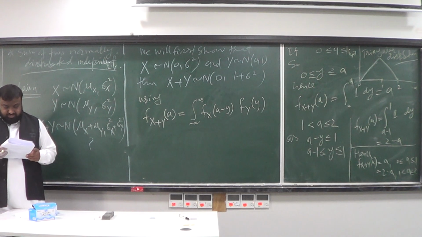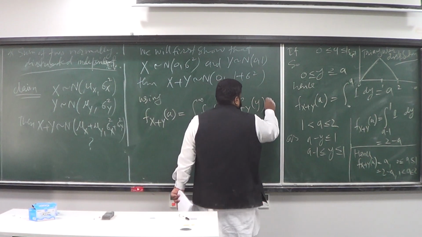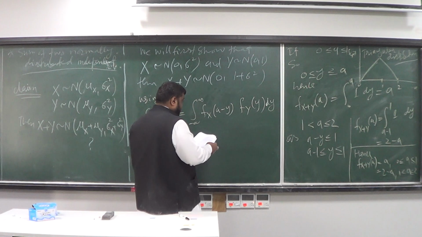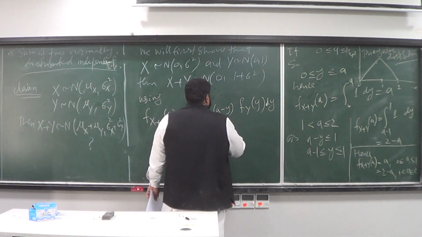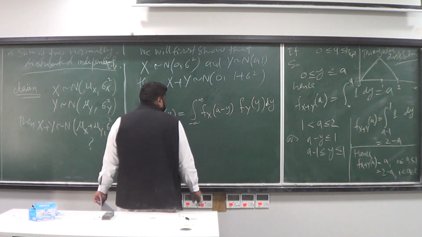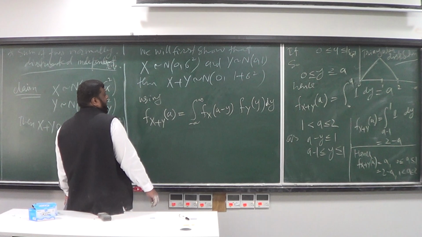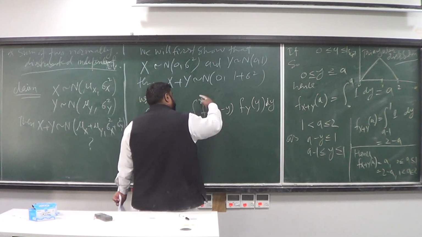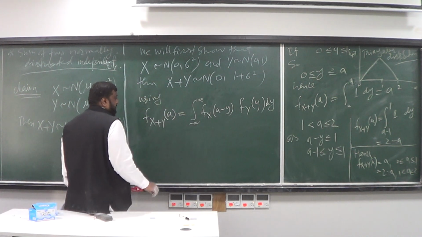dy. This is what I would like to do. So, f_X(a minus y), f_Y(y), and dy. Let's compute f_X(x), f_X(a minus y) and f_Y(y), then compute their product, and then integrate from minus infinity to infinity with respect to dy.